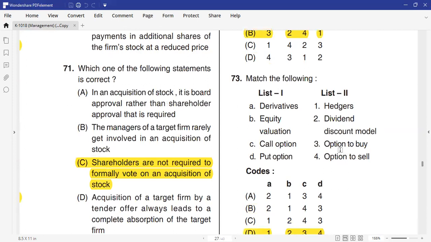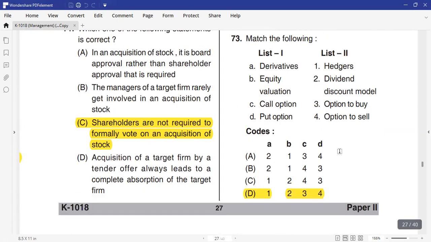Now match the following list 1 versus list 2. So A is 1, that is derivatives related to hedges. Hedging is basically related to derivative options. That means hedgers normally use the derivatives to do the hedging act. Second one, B option is 2, that is equity valuation. The correct answer is dividend discount model. C it is 3. Call option is nothing but option to buy. Put option is nothing but option to sell. Therefore, for the 73rd question, the correct option will be D.